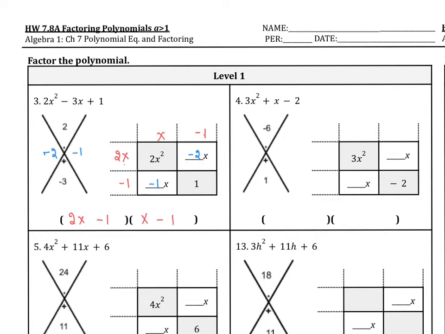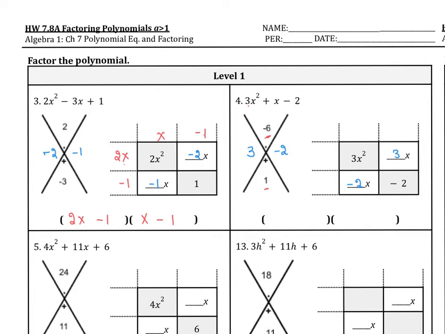For number 4, 3 times negative 2 is negative 6, which is already there, and 1 is already there. You're going to look for two numbers. When you multiply, you get negative 6, and when you add, you get 1. Those numbers are 3 and negative 2. So 3 times negative 2 is negative 6, and 3 minus 2 is 1. So the other two places are going to be 3x and negative 2x.